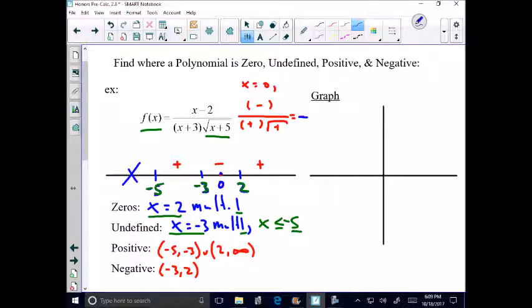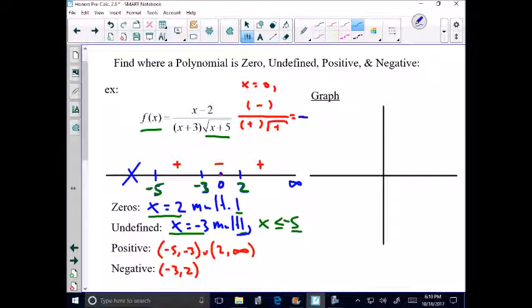So right here what we want to do is think about crossing over the 0 in the numerator of 2, which is going to be an x-intercept, and the 0 in the denominator of -3, which is going to be a vertical asymptote. So when we cross over 2, the multiplicity of 2 is 1, so we're going to change signs and we're going to be positive from 2 to positive infinity. And when we cross over -3, the multiplicity of that 0 in the denominator is also odd, so we're going to change signs again and we're going to be positive from -5 to -3.